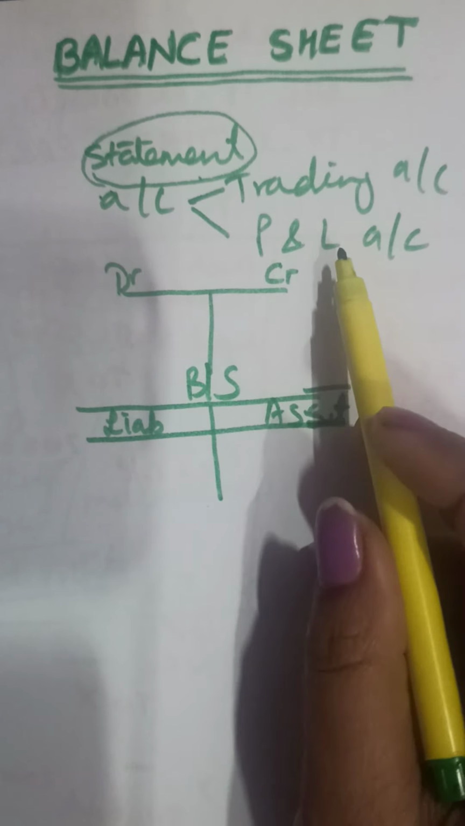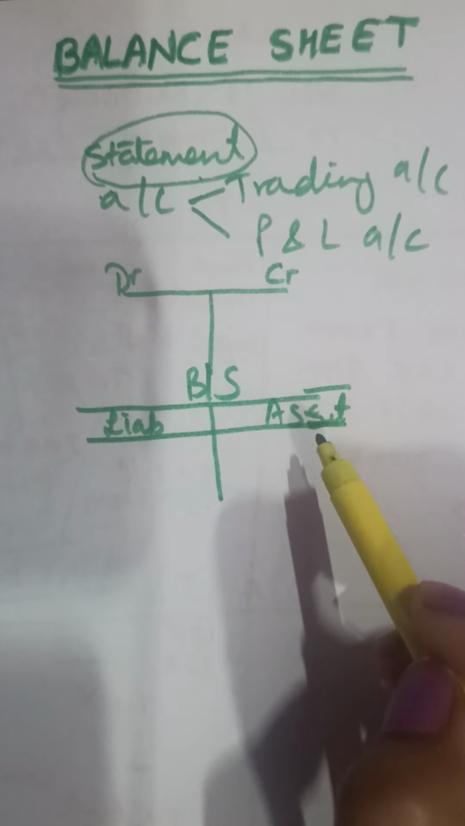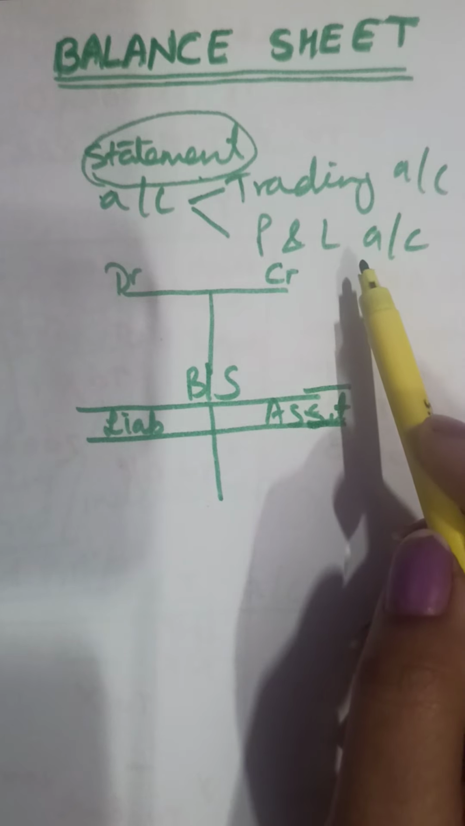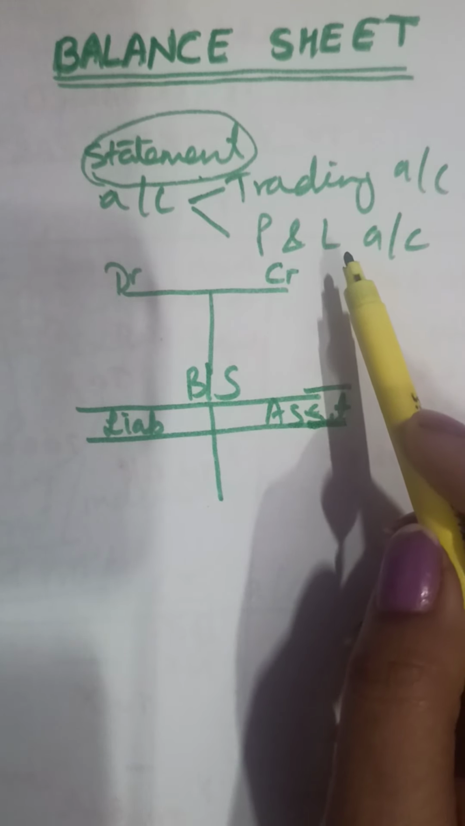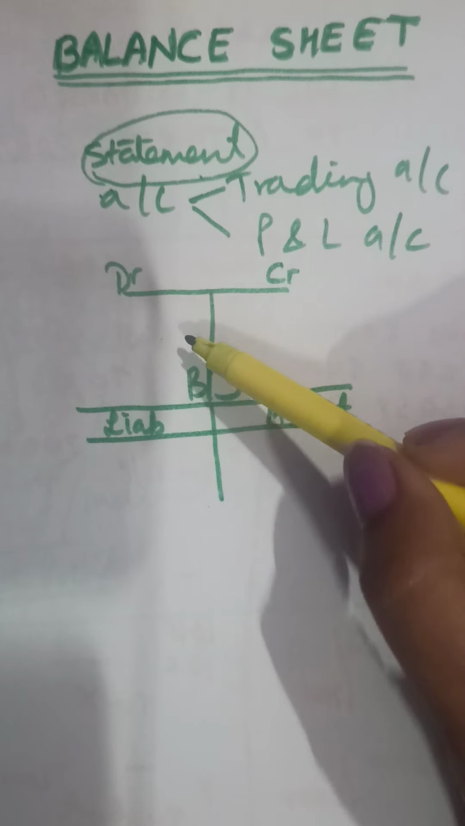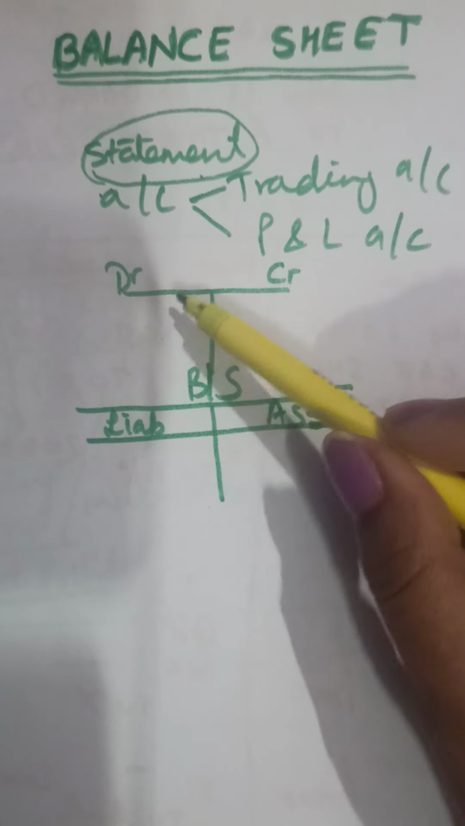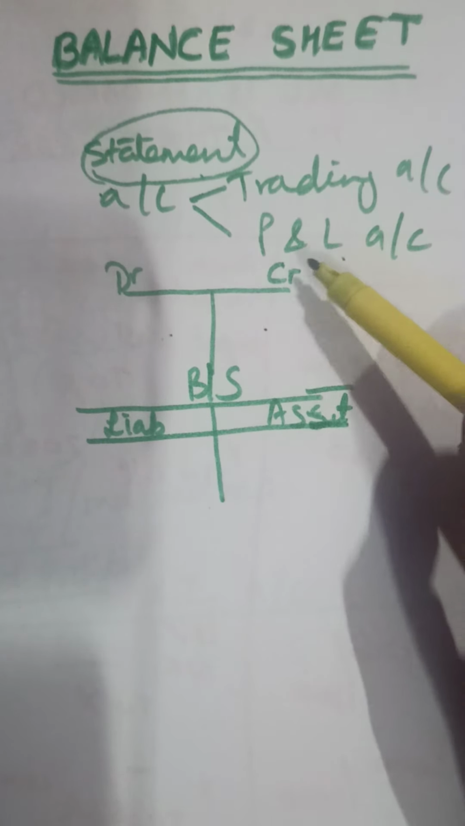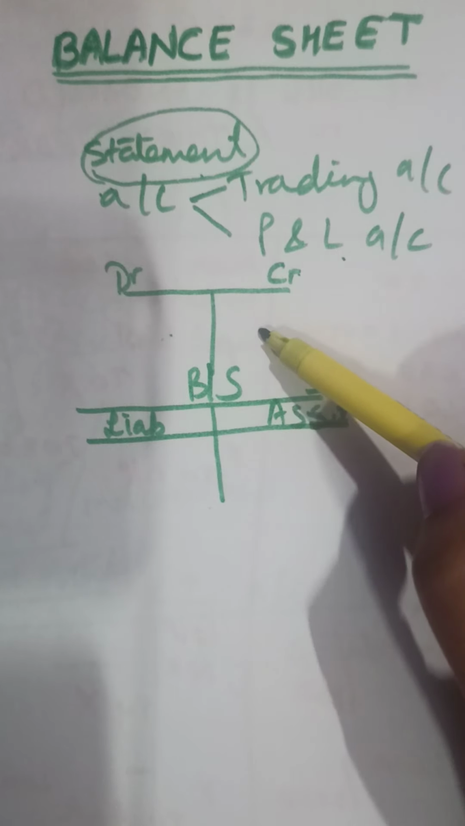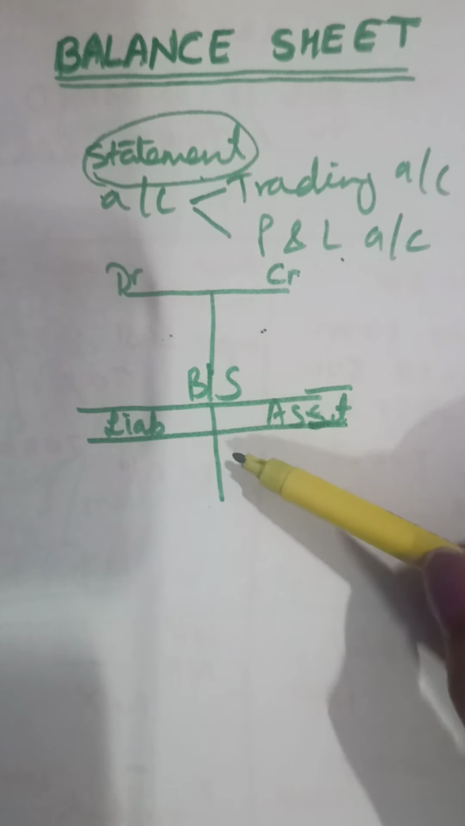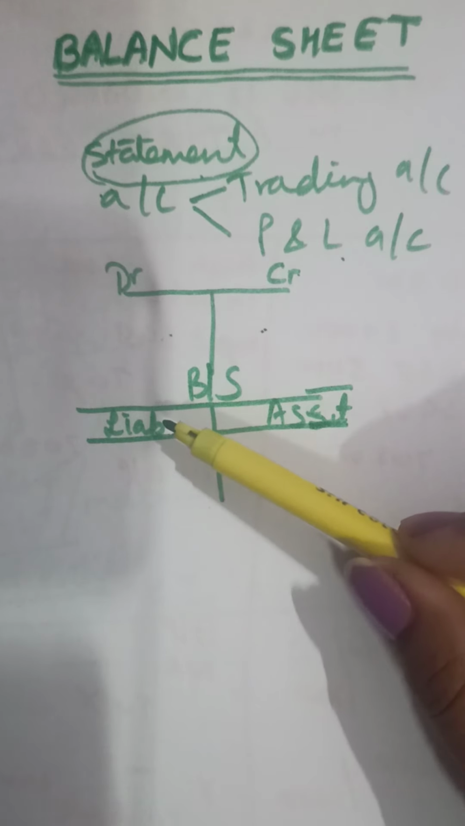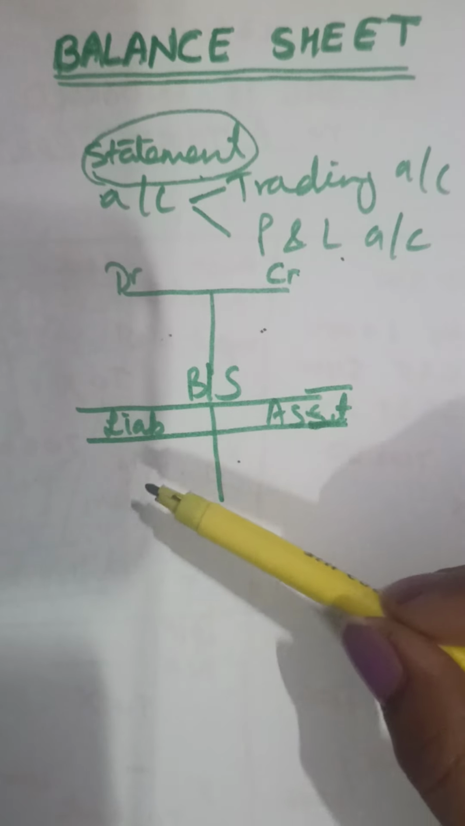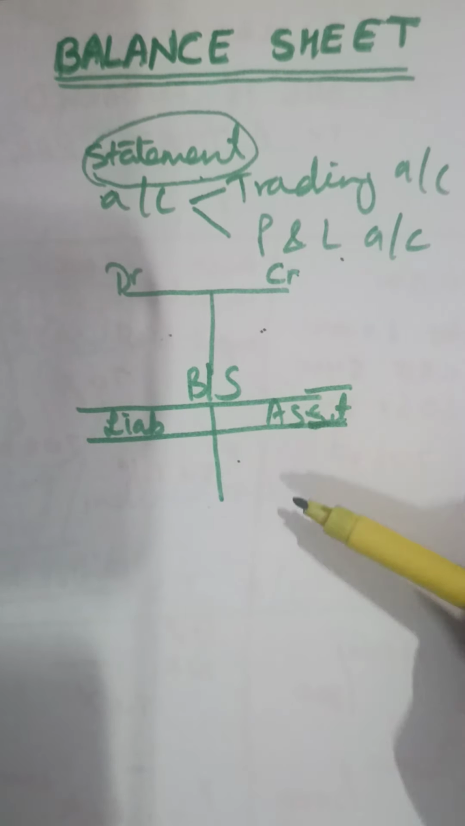One more thing, why are they called accounts and this a statement? Because both these accounts, trading account as well as profit and loss account, have a balancing figure. Either the debit exceeds the credit or vice versa. Either it can be a gross loss or a gross profit. In case of profit and loss account, either it can be a net profit or a net loss. But in balance sheet, there is no circumstance of either the liabilities exceeding the assets or the assets exceeding the liabilities. Both the sides are equal.